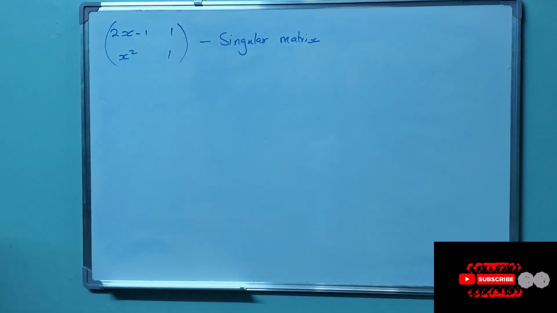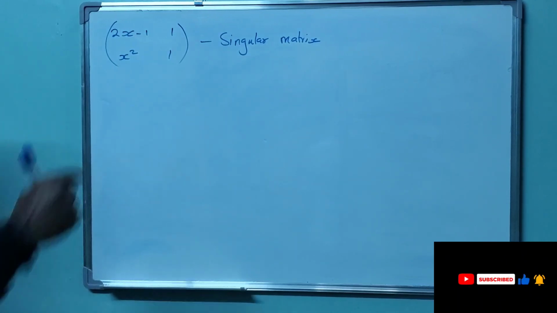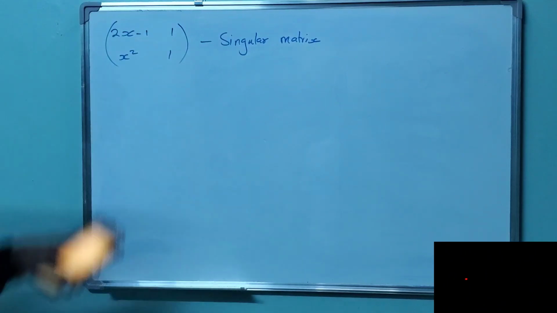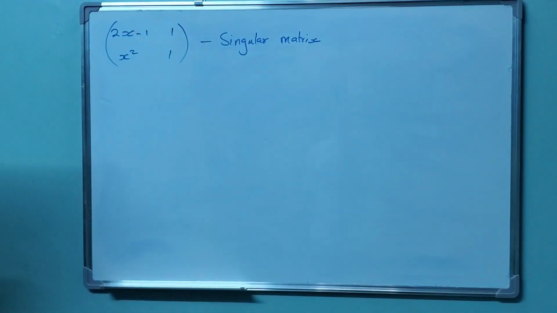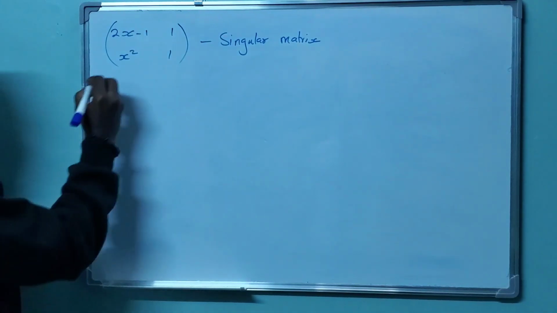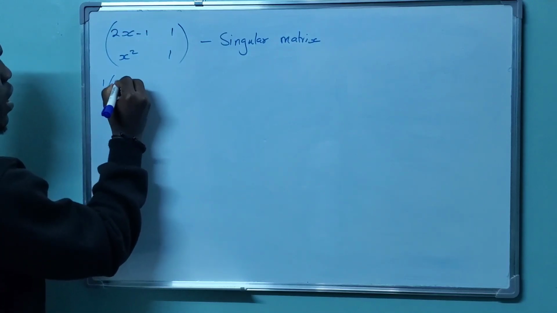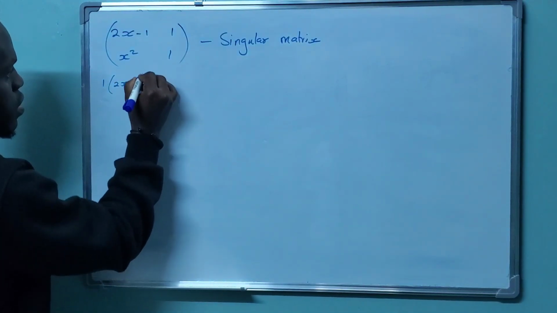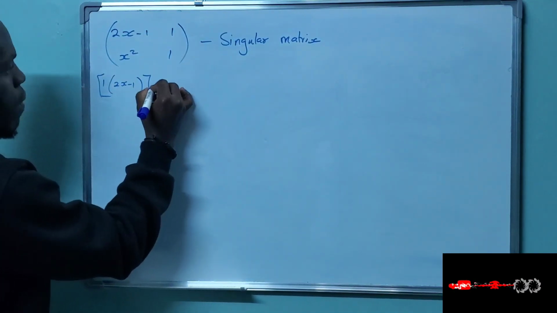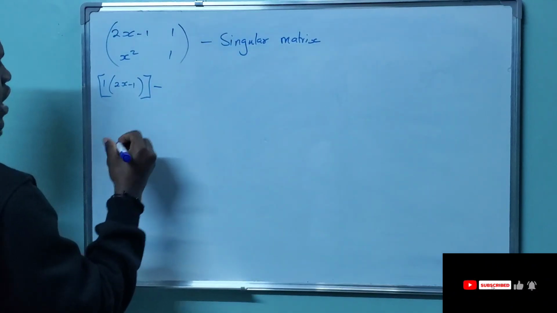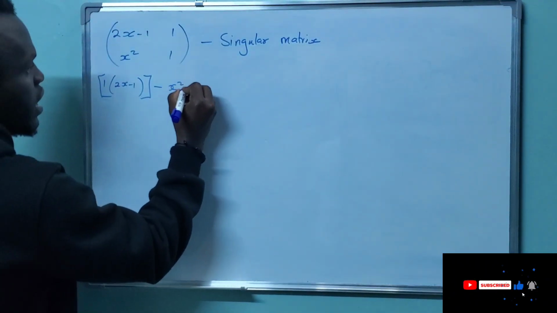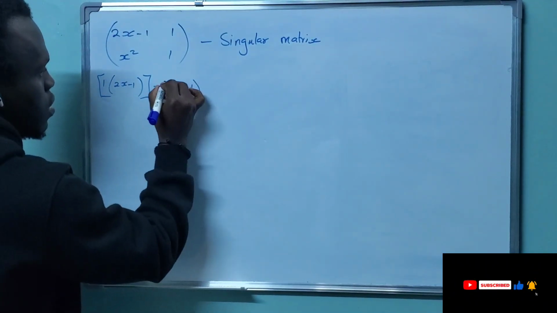Number one thing you have to know, singular matrix, their determinant is 0. And you know, for us to get the determinant is the difference between the product of the lead diagonal and the product of the end diagonal. So let us get the product of the lead diagonal, that is the product of 1 multiplied by 2x minus 1, minus the end diagonal, which is x squared minus 1.